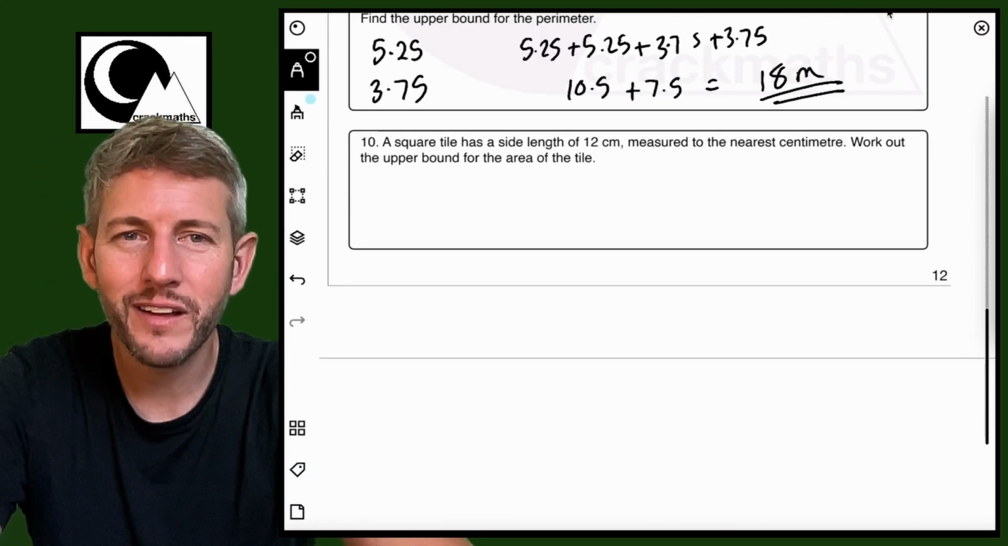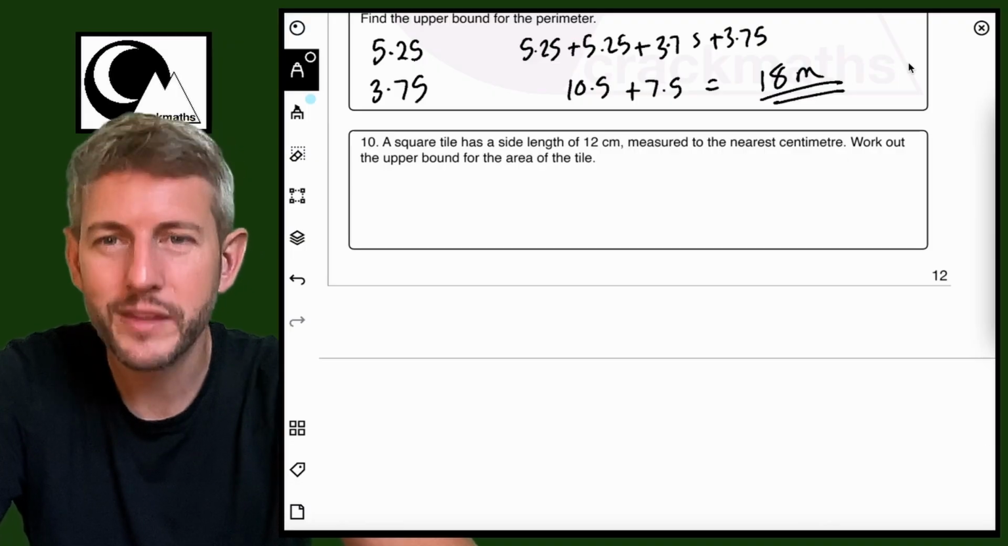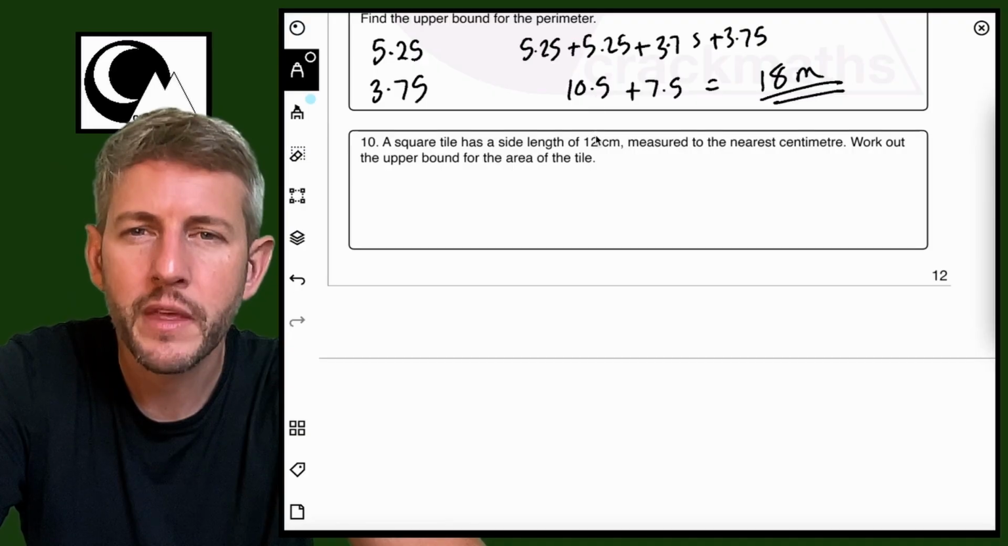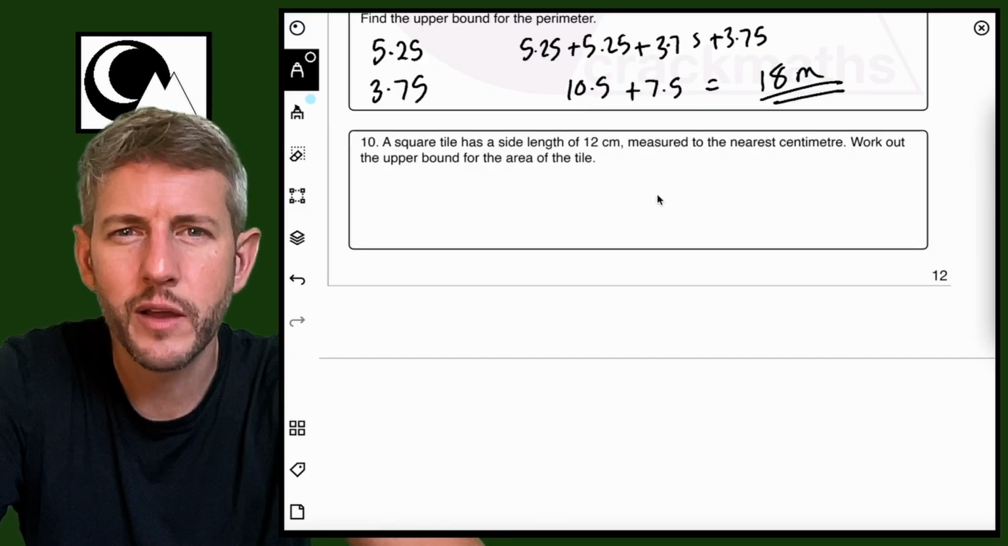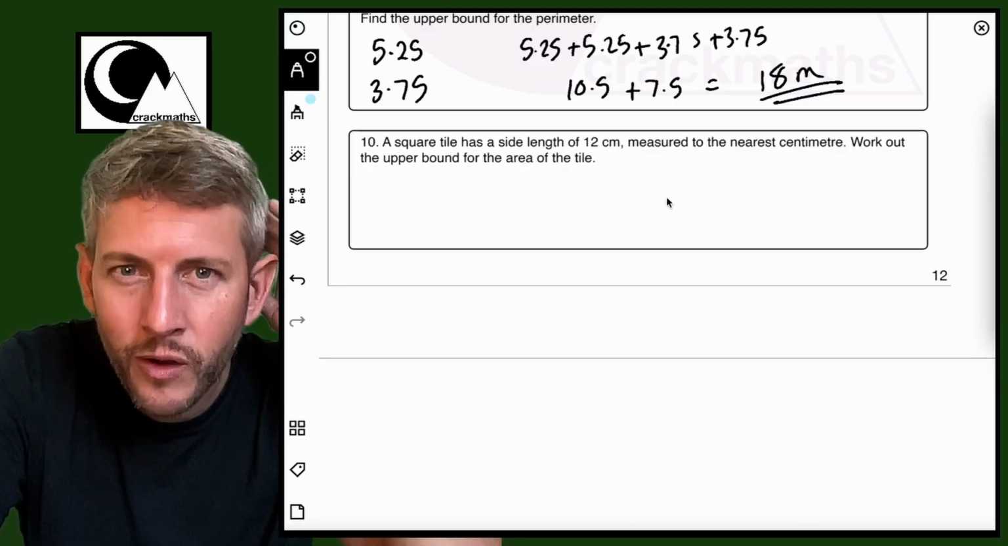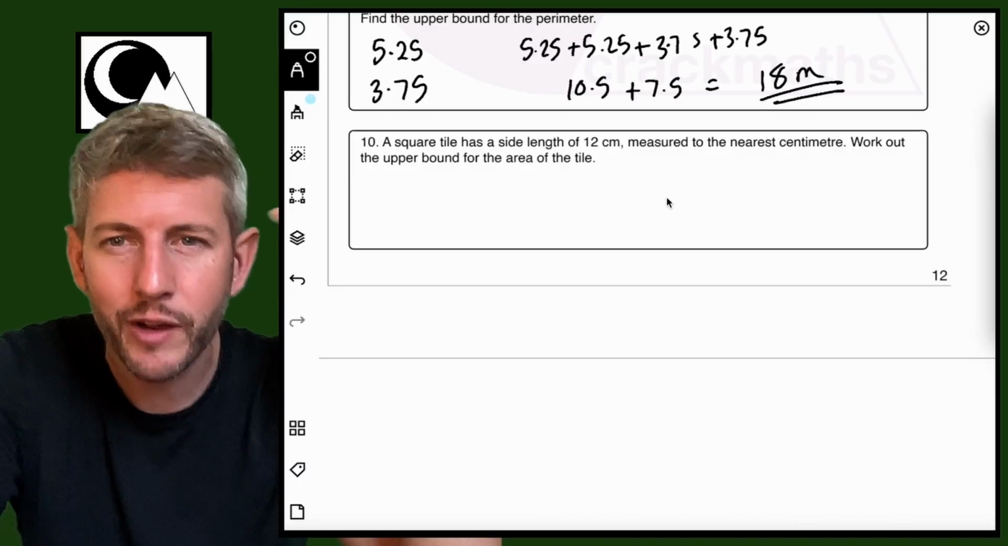Okay, right. Let's have a look at question 10. And then we are done. So well done if you've done all of these questions, and I hope they've been making sense to you. So here we go. Question 10 says, a square tile has a side length of 12 centimeters measured to the nearest centimeter. Work out the upper bound for the area of the tile.